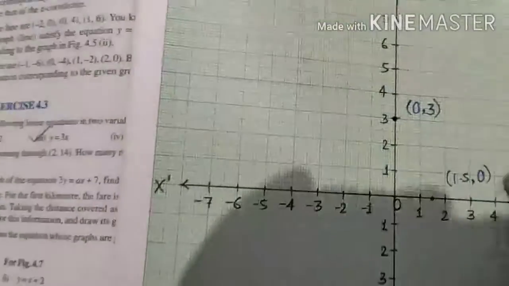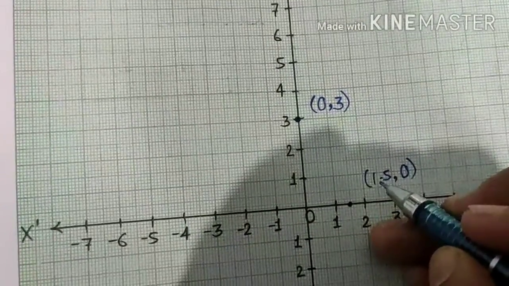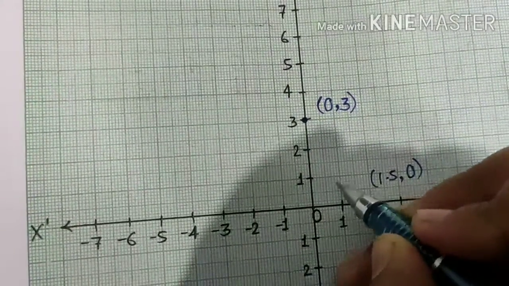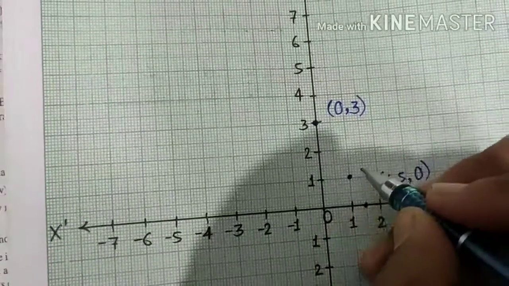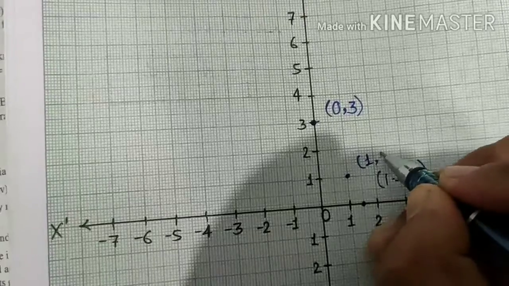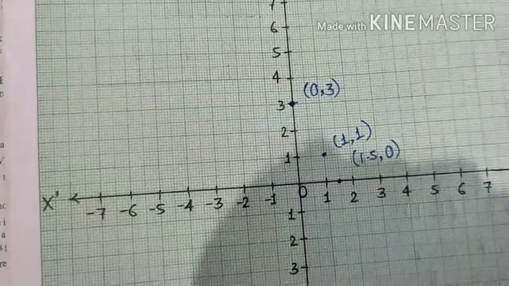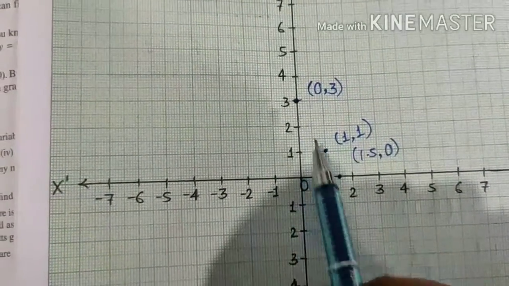And the last point is 1 comma 1. We can get this point afterwards also, no problem, but we can show it here also. So it will show 1 comma 1. This point is showing 1 comma 1. Now the last part is what? We have to join these 3 points, 1, 2, 3.